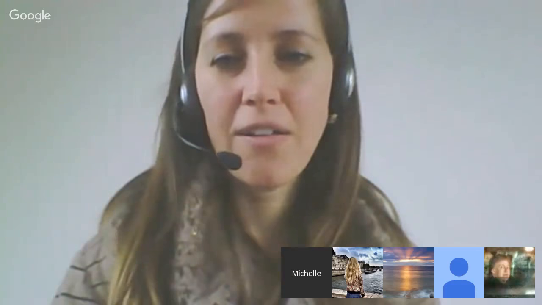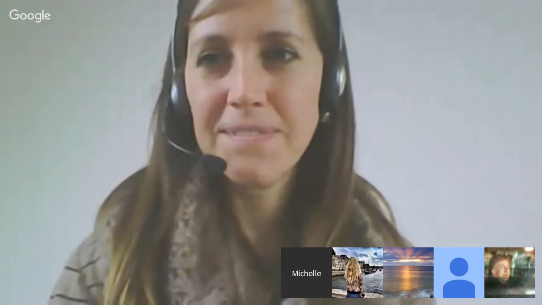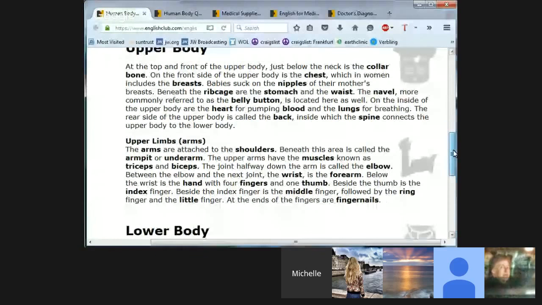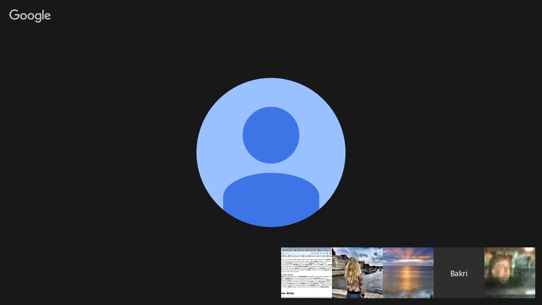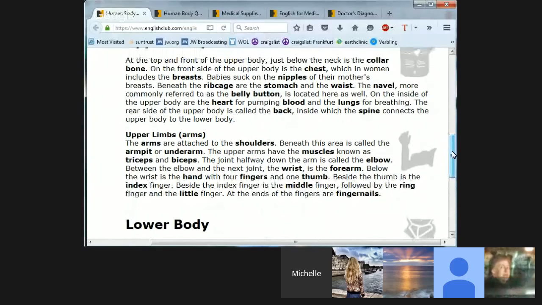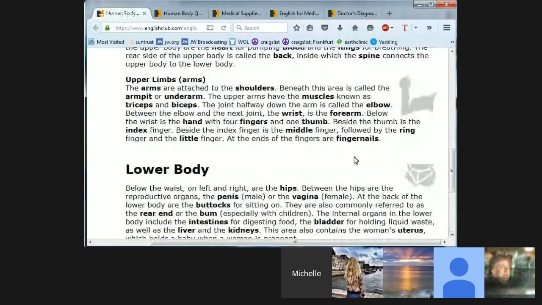And I'll share my screen with you one more time. Hold on, I accidentally minimized it. Okay, so we had the upper body there. Do you guys have questions about any of these words with the upper body? Nope. All right, we have the upper limbs too, and Akka joined us. Welcome, Akka. Hello. Welcome back. Yes, thank you. Akka, would you like to read about the upper limbs?